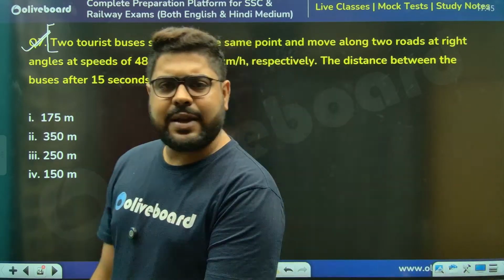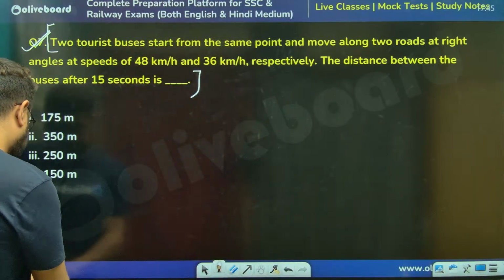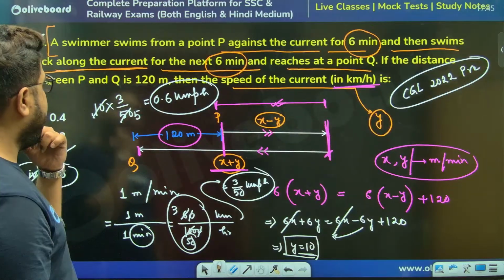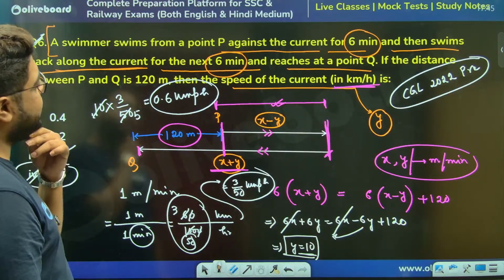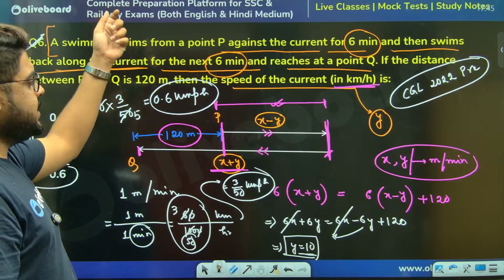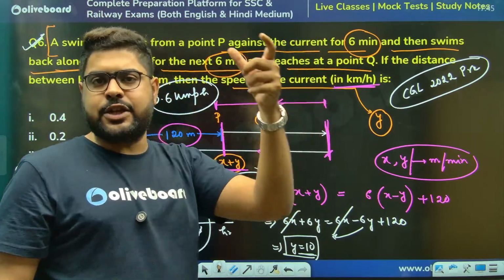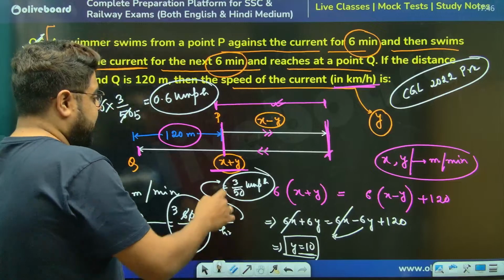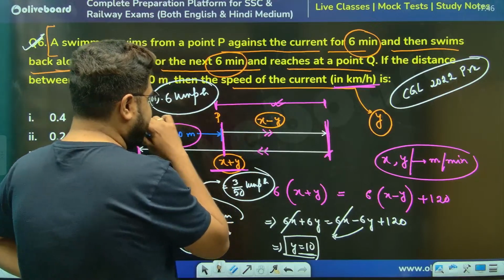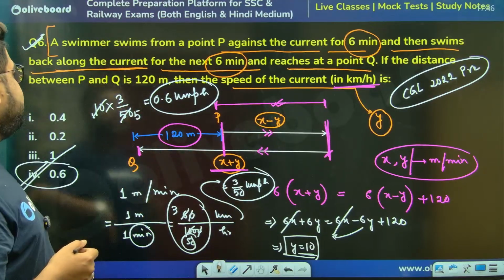Prerna asked whether it can be done with ratio. Yes, it might be, because the time is the same. If time is the same, then speed ratio is equal to distance ratio. So you can say x plus y by x minus y will be the distance ratio.